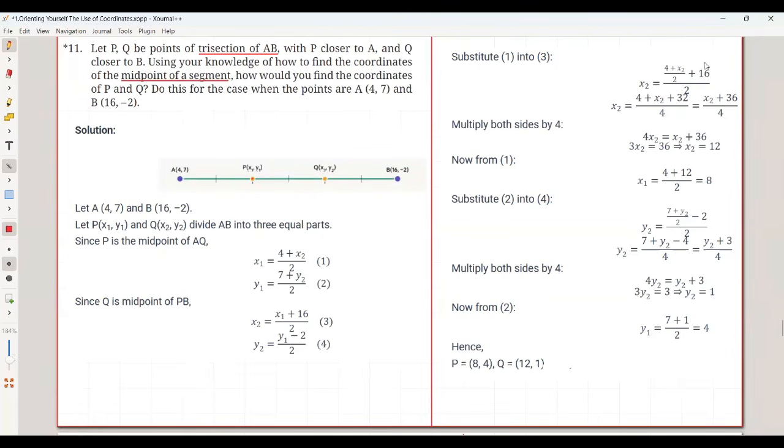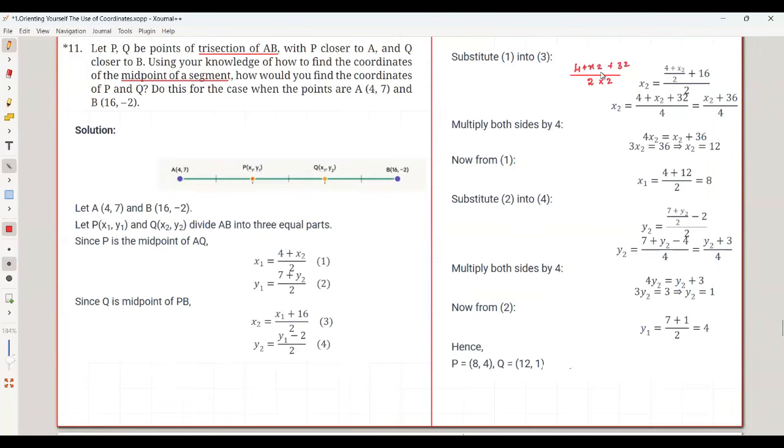Only this part alone I'll explain, and the rest you can do yourself. How to simplify this part? Just take the LCM as 2. Here we'll have 4 plus x2 plus, and since there is no denominator, just multiply 2 16s are 32. The whole is divided by 2, so this 2 will become a division here.